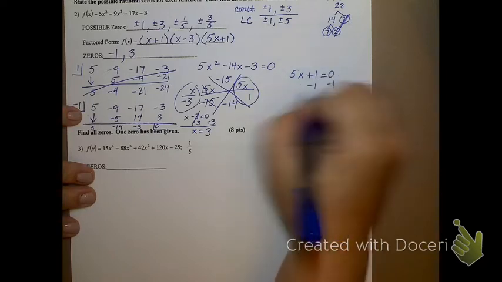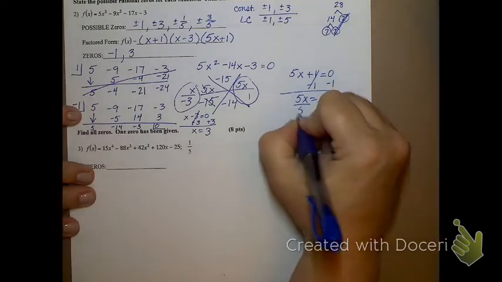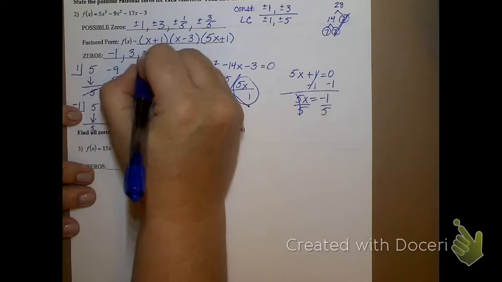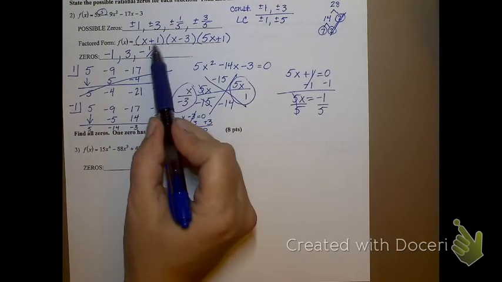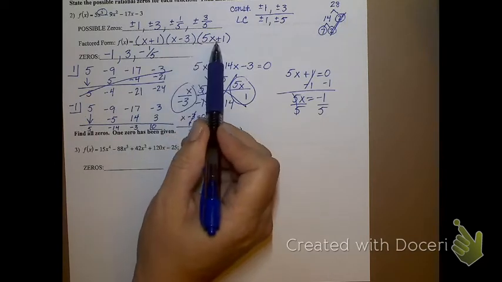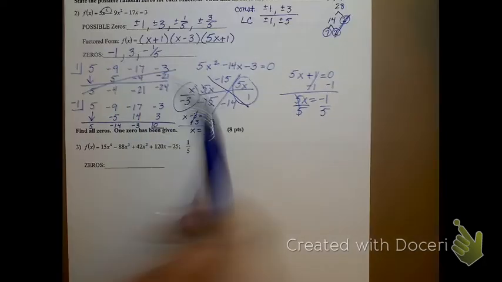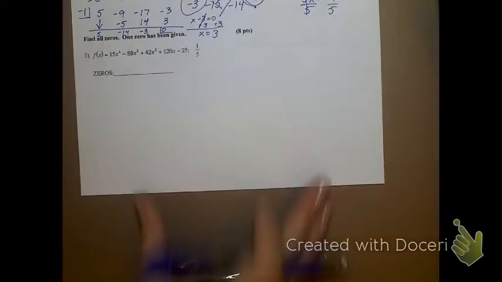Subtract 1. 5x equals negative 1. X equals negative 1/5. Third degree polynomial, I expect to see 3 parentheses represented in your factored form and 3 zeros listed because it's a third degree. Questions on that one? We good there? Yeah. Next one.